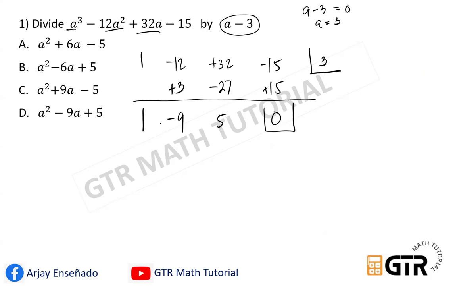Okay, so now put back the variable. The last term is the constant. Then we have here a, and for this, we have a squared. Therefore, the final answer is a squared minus 9a, and then positive 5. So the correct answer is letter D, a squared minus 9a plus 5.